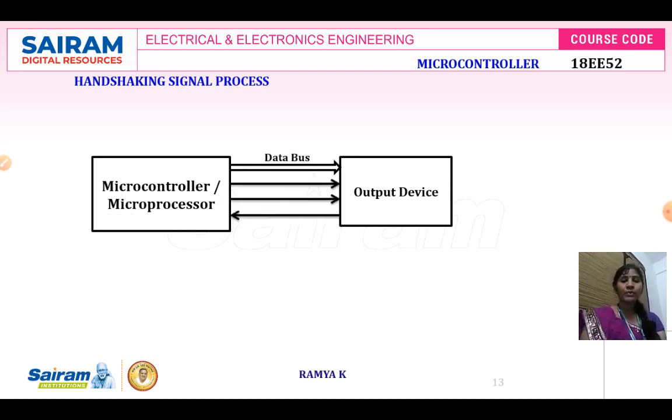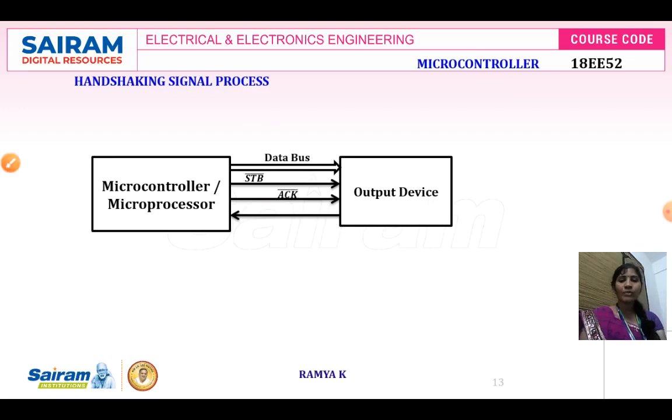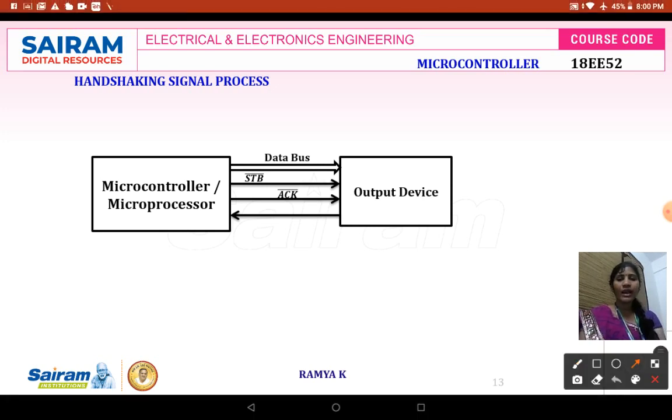When the input signal is given, that is nothing but the strobe. It is an active low signal. When this particular signal goes low, it indicates that valid data is available on your data bus, and the same should be acknowledged by the output device. It will be acknowledged with the signal called ACK. This is also an active low signal. When the active low signal is recognized by this ACK bar, the output is recognized. The output is giving an acknowledgement signal to the microcontroller stating that a valid input is received from your end.